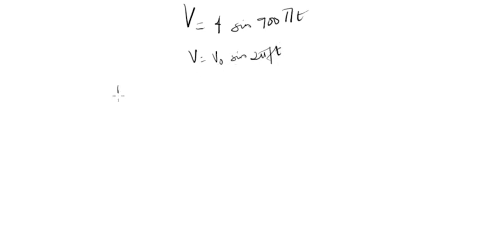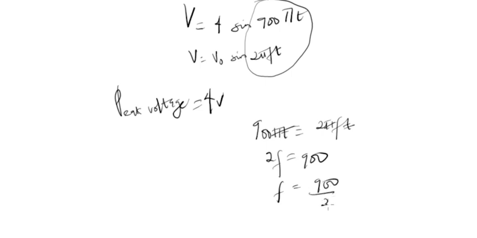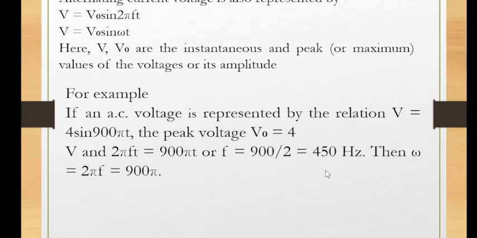So now, if you are asked for your peak voltage, you don't need to solve anything. You just relate it. So peak voltage is equal to 4 volts automatically. Then if they ask you for your frequency, you relate this to this: 900 pi t is equal to 2 pi ft. And you know pi t, we cancel pi t. So 2f is equal to 900, and f is equal to 900 divided by 2. So f is equal to 450 hertz. With the equation, you are able to get it.